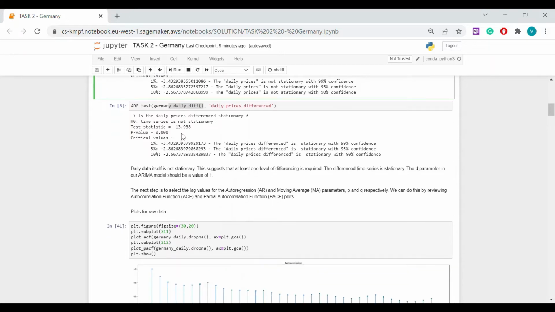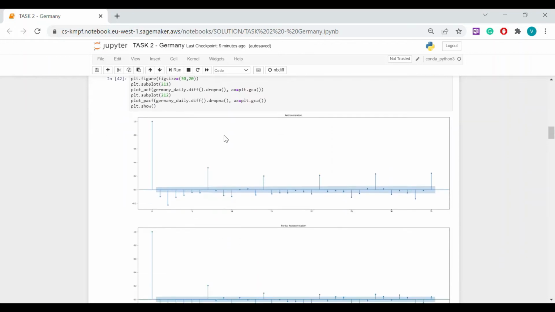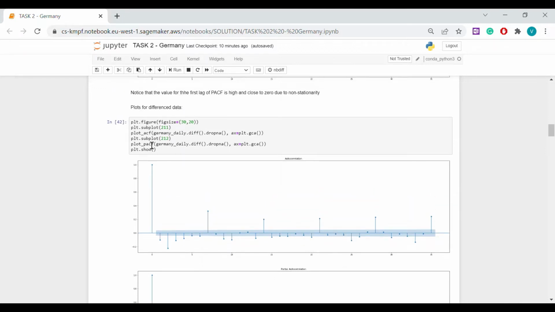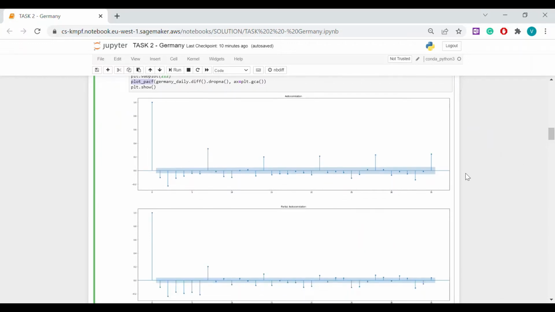In order to select P and Q parameters, we need to plot the autocorrelation function plot and the partial autocorrelation function plot. So we have the special functions plot ACF and plot PACF in Python. And analyzing these plots, we can make conclusions about the possible P and Q parameters.